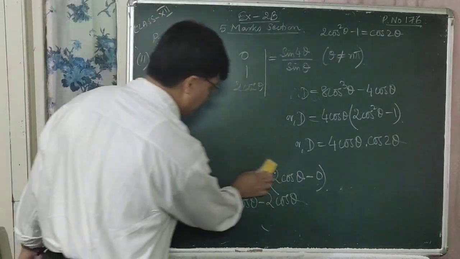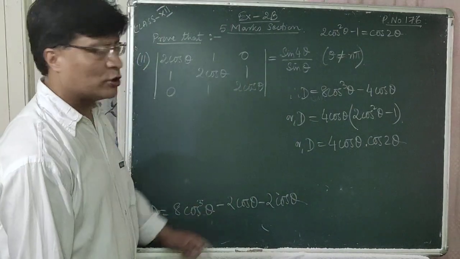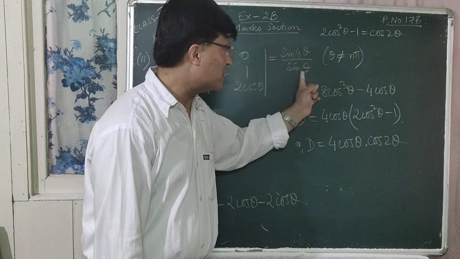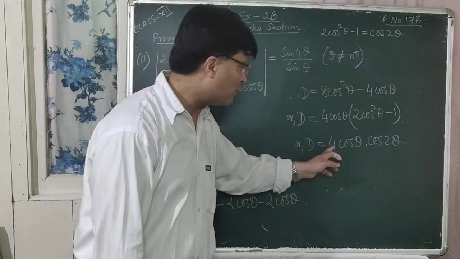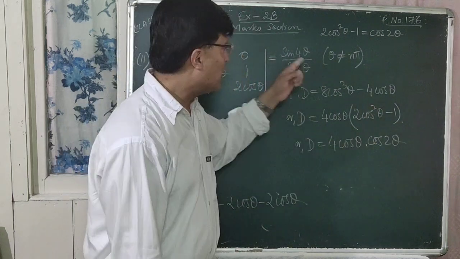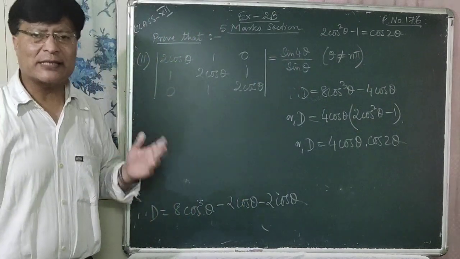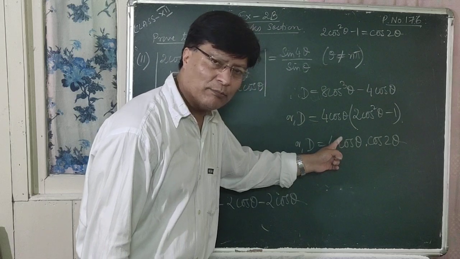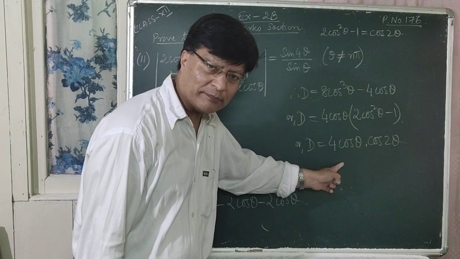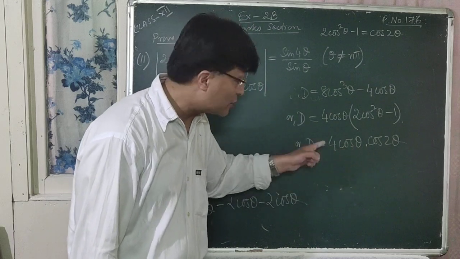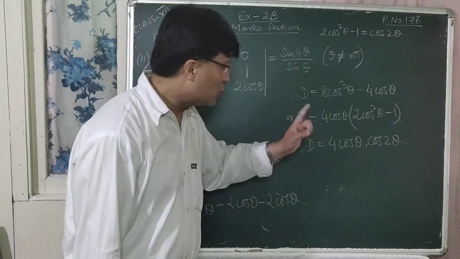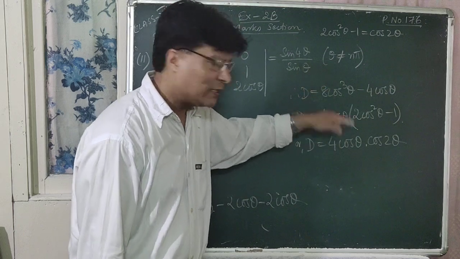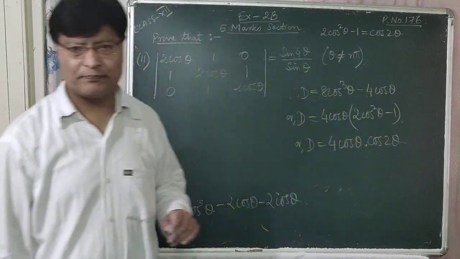Now in the next step, we should prove this result, that is sin 4θ divided by sin θ. What we have got here is 4 cos θ cos 2θ, and there is also sin θ in the denominator. So you should multiply both numerator and denominator by sin θ, because cos θ is already there.